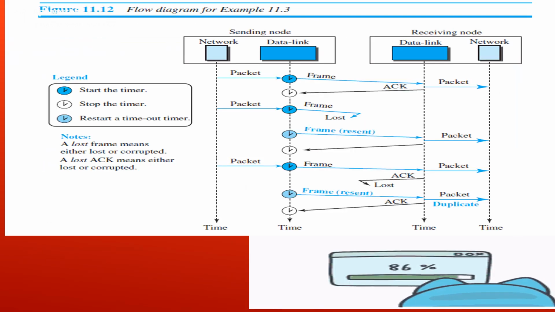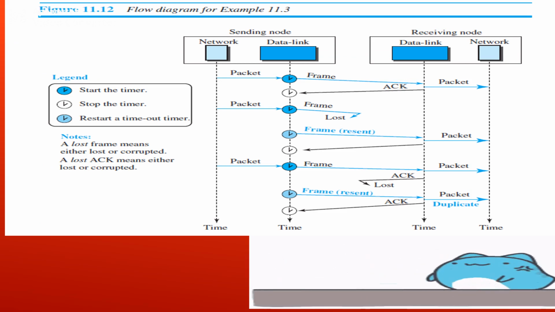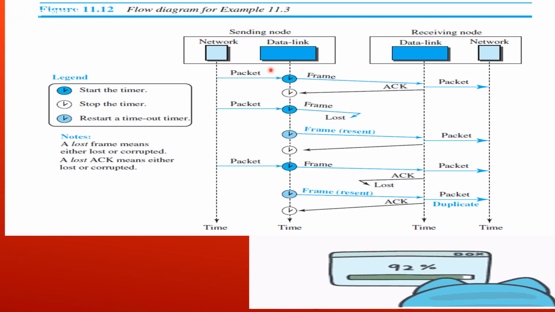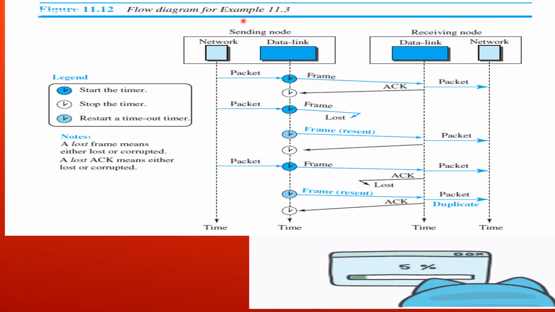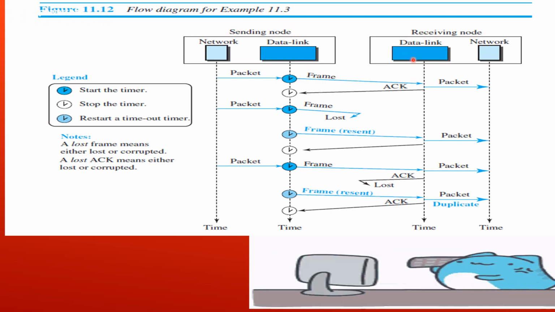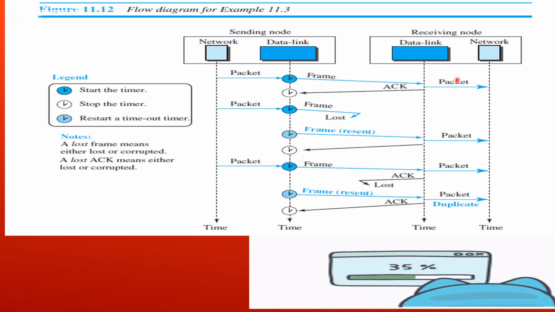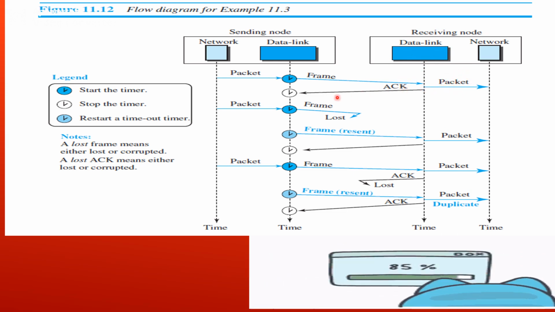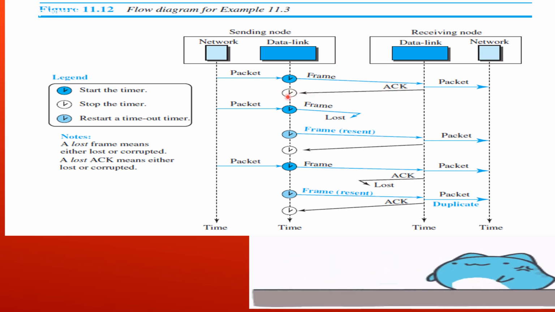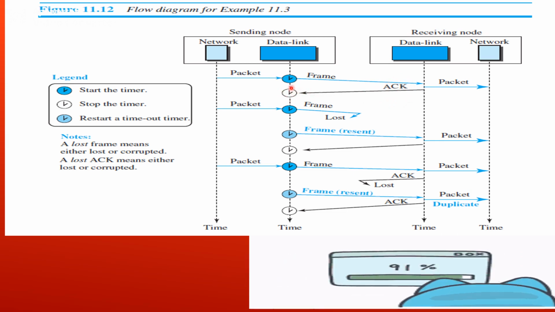Now we will consider the flow diagram for stop and wait protocol. Initially the network layer transmits the packet to the data link layer at the sending node. The frame is transmitted to the data link layer of the receiving node. The receiving node data link layer extracts the packet from the frame and delivers it. An acknowledgement, that is a positive acknowledgement, is sent. Along with that, initially we have to start the timer.